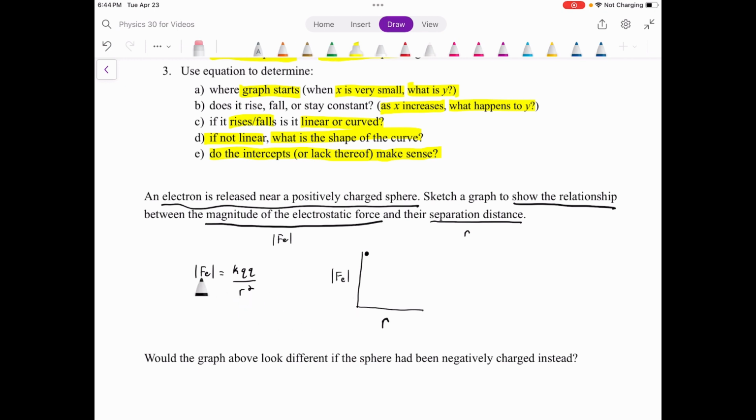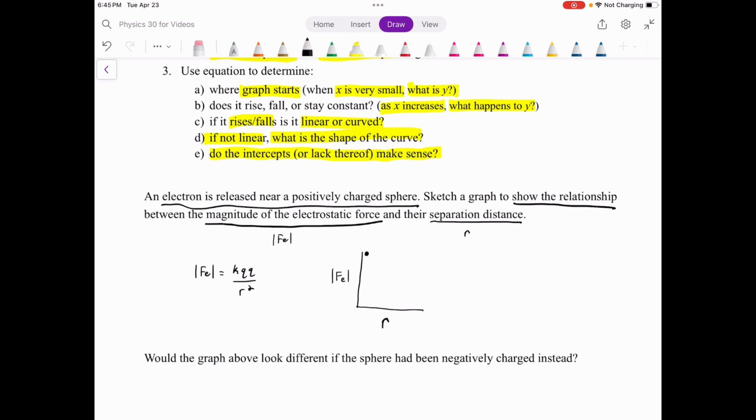So what's going to happen to FE as r gets larger? As we increase on the x-axis, what's going to happen to the electric force? Well, I'm dividing by a bigger and bigger number, right? So the electrostatic force is going to get smaller and smaller. So we know we're headed this way generally on the graph. As x gets bigger, y needs to get smaller. Now, this is an inverse relationship, so it's going to follow that inverse shape.